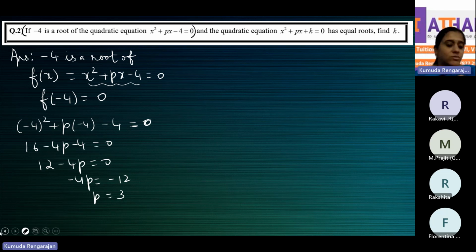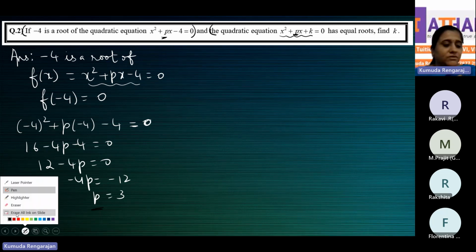So what does the question say? This is a different quadratic equation, and the quadratic equation x squared plus px plus k is equal to 0 has equal roots. Now we have p here and the same letter p here, and we found the value of p. So you can use this value of p here because it's the same question. It's a different quadratic equation, but the same question and the same variable p.